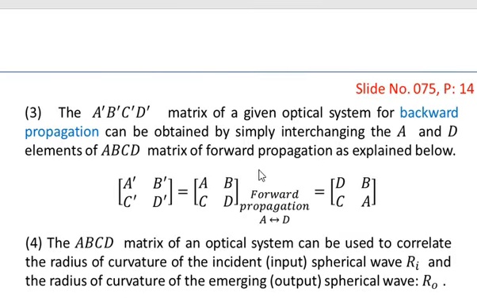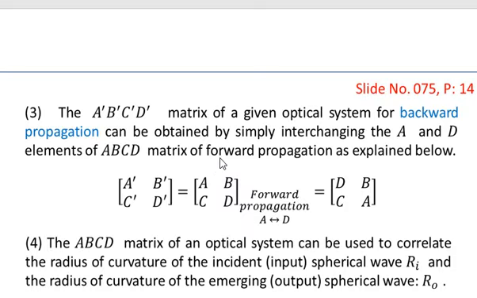The third condition is that the A prime, B prime, C prime and D prime matrix of a given optical system is for backward propagation. You see that here we have labeled A prime, B prime, C prime, D prime because this represents a matrix for a backward propagation system in which the light will travel towards the minus Z2 or minus Z1 axis. So such a matrix can be obtained by simply interchanging the A and D elements of the ABCD matrix of the forward propagation as explained below.